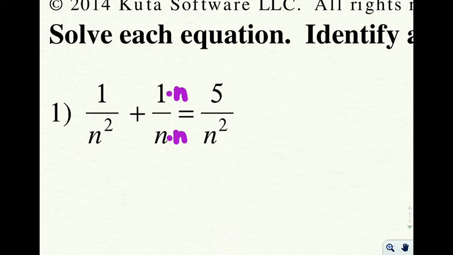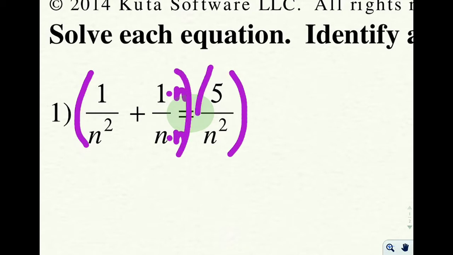Whenever you have an equation, this is unlike an expression where we don't have an equal sign. An equation does have an equal sign. When you have that, you can multiply both sides of an equation by the same thing. So in this case, we can multiply this side of the equation by n squared and this side of the equation by n squared. And what that does is that cancels out that denominator.